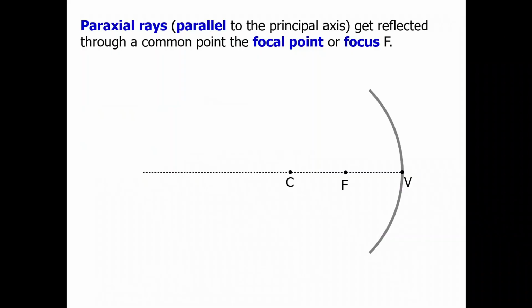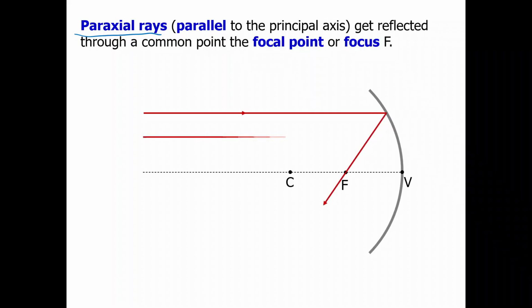So what we're going to do is create ray diagrams. These are called paraxial rays. They are parallel to the principal axis. They get reflected through a common point, which is the focal point. So when you have rays that are parallel coming in, they will always pass through the focal point. We also call the focal point the focus. We use a capital F for that. I've seen it as a lowercase f as well.